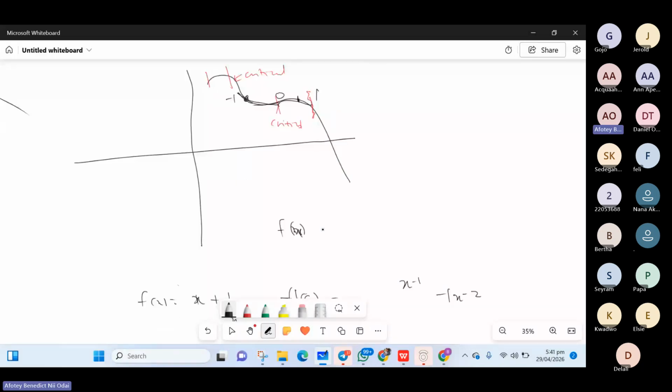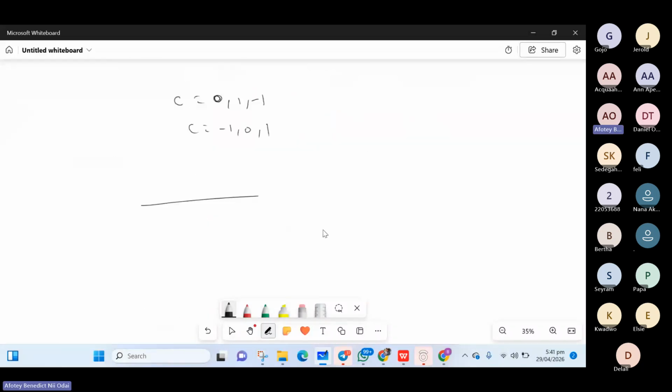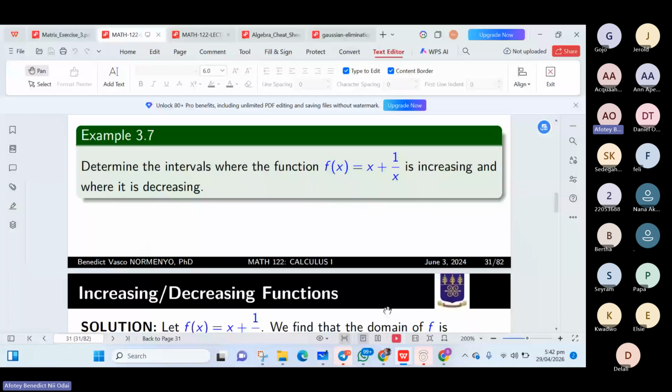Therefore, we draw something like this. When we have -1, we have 0, and we have 1. Let me see if they use the graph in the notes. Okay, so they use something like this. They use something different.